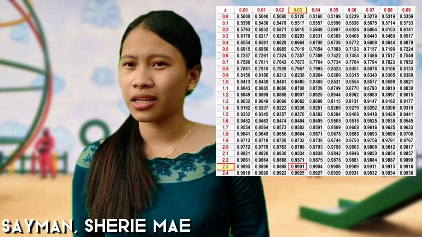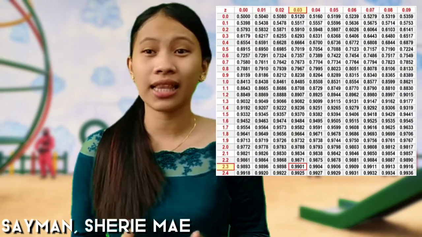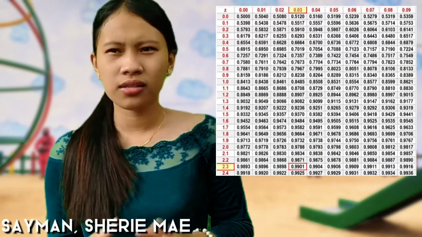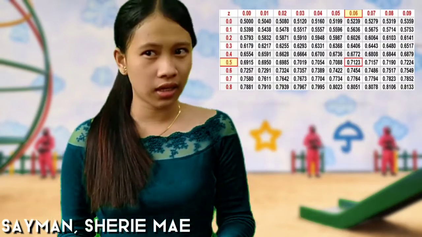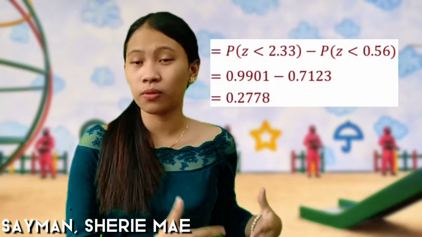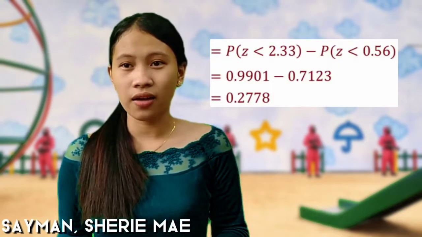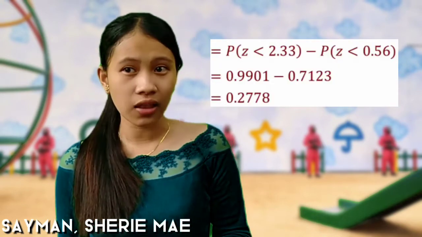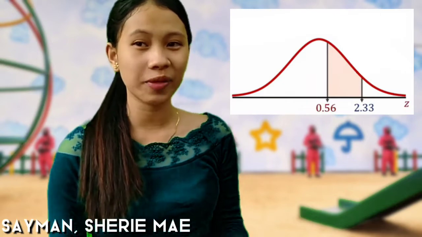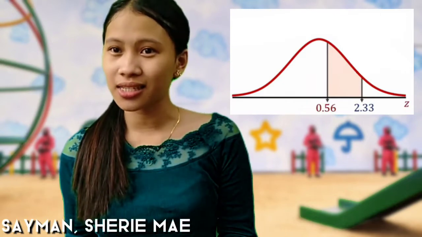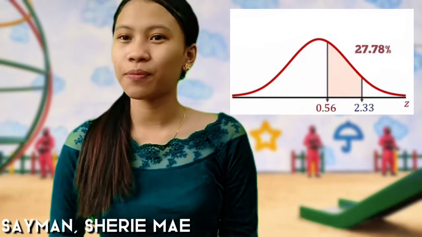So the probability that z is between 0.56 and 2.33 would be the shaded area in the curve. Now, by looking at the z table, we can see that 2.33 is equal to 0.9901 and 0.56 resulted to 0.7123. Now, subtract both values. And now we have 0.2778 or 27.78%. Therefore, the percentage of the scores between 70 and 86 is 27.78%.